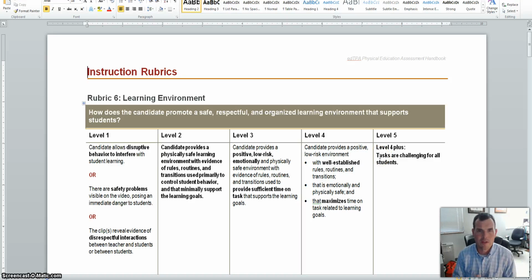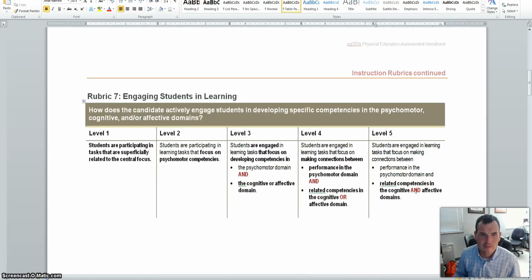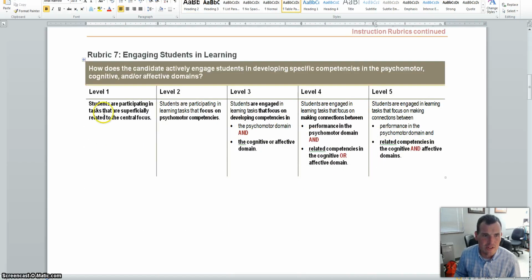What a scorer doesn't want to see is students doing the task and the scorer realizes that was just way too easy, or the scorer may realize there wasn't a lot of success. Students were really having a difficult time achieving the goal of the task. So that's rubric 6. Let's look at rubric 7, engaging students in learning.